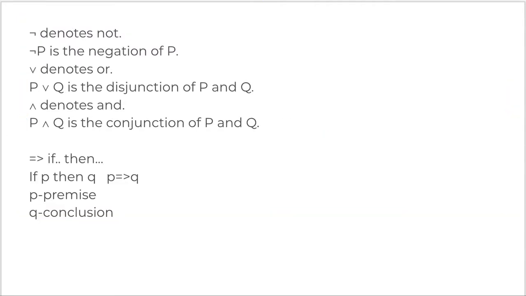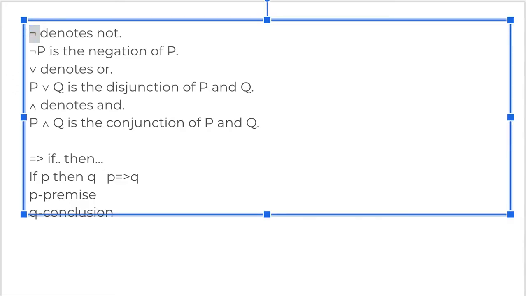All right, a few operators that we need to know. This is the not symbol, negation. So if I write not P, this is the negation of P. This is the or symbol, so this is P or Q. That's also called the disjunction. Now we have and right there. That denotes and, so that's P and Q, or the conjunction. So disjunction is P or Q and conjunction is P and Q.